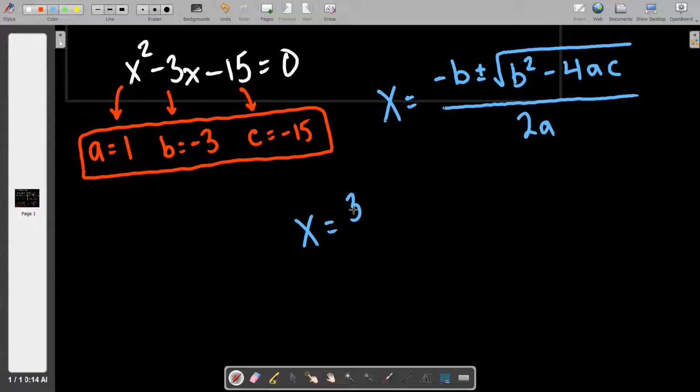I don't care if you say it is negative b or opposite b, but what I need you to understand is that your very first step in is to take whatever b is, switch it, and write it down.